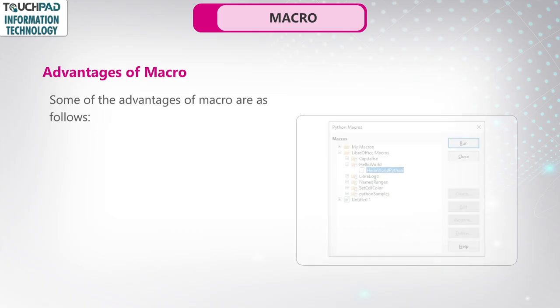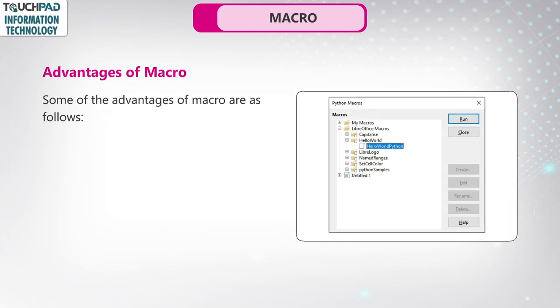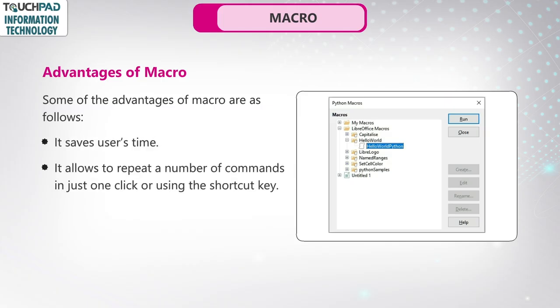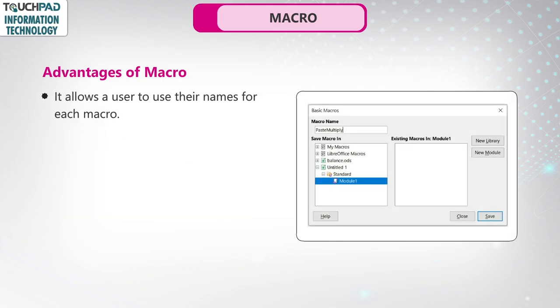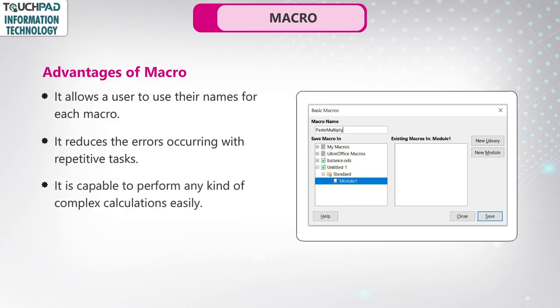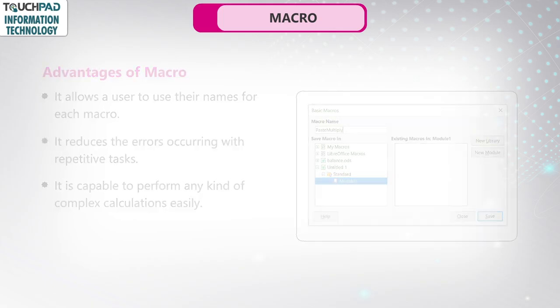Advantages of macro. Some of the advantages of macro are as follows. It saves users time. It allows to repeat a number of commands in just one click or using the shortcut key. It allows a user to record numerous formatting commands or formulas on a single sheet. It allows a user to use their names for each macro. It reduces the errors occurring with repetitive tasks. It is capable to perform any kind of complex calculations easily.